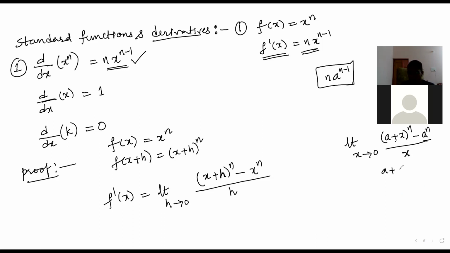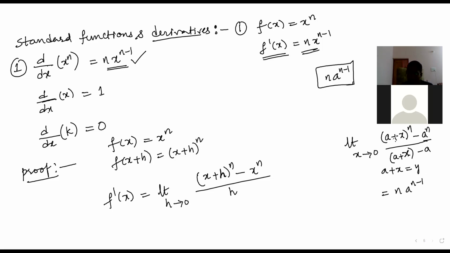Here a plus x, you can take as some y. You can simply write a plus x minus a. So if you take this as y, then what? y to the power of n minus a to the power of n by y minus a. Same formula. What is that? n into a to the power of n minus 1.